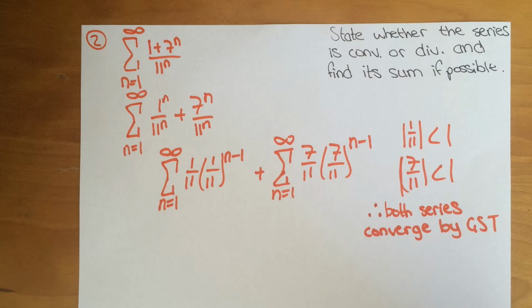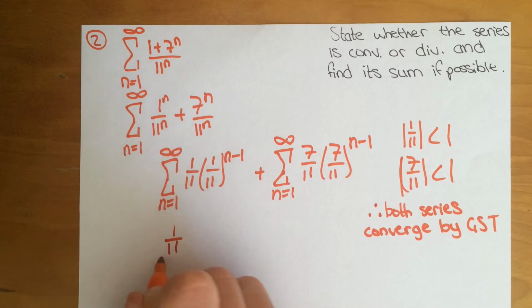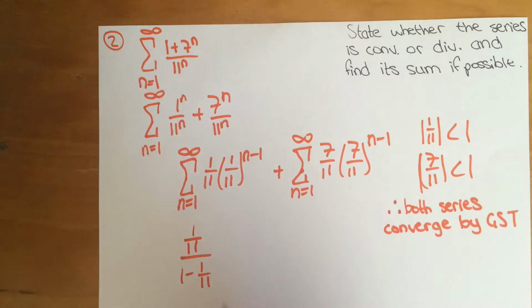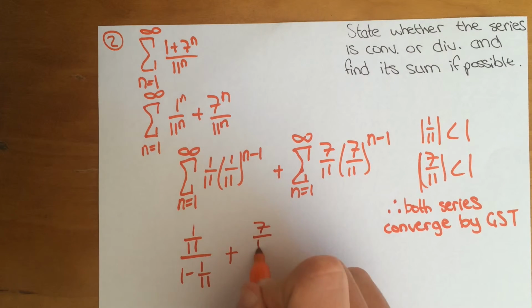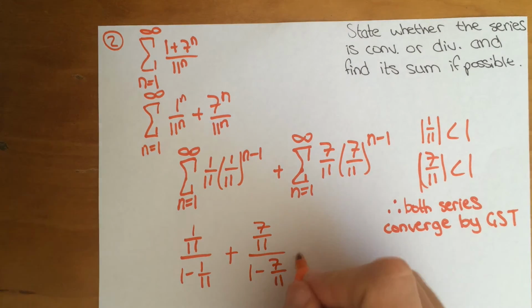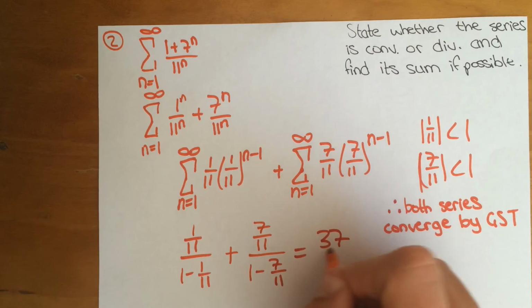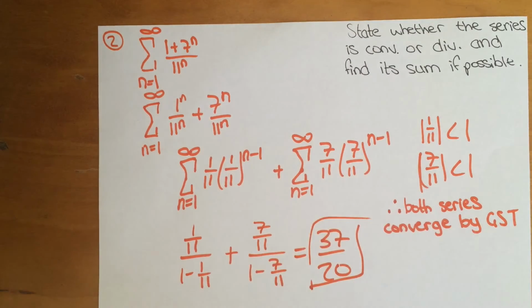You can go on to find the actual sum by plugging the a's and the r's into the formulas and then adding them. So for the first part, the a is 1/11th. It's 1/11th over 1 minus 1/11th, plus this series, which the a is 7/11ths over 1 minus 7/11ths. And when you work that out, it comes out to 37 over 20, our final answer.